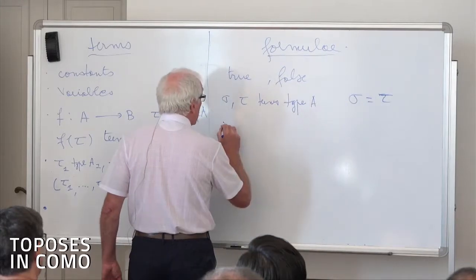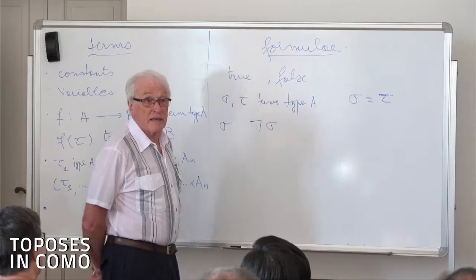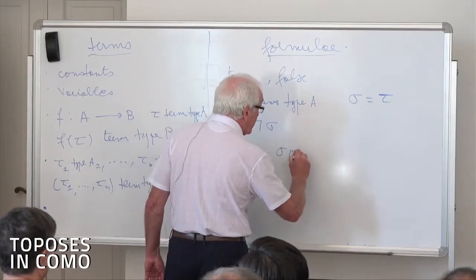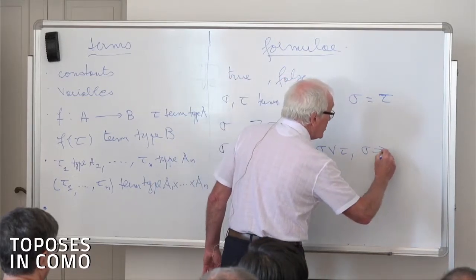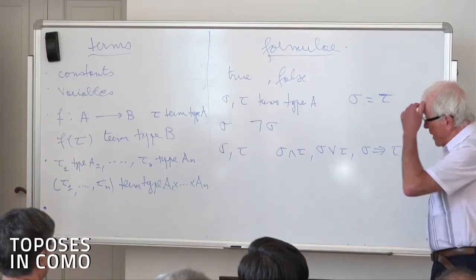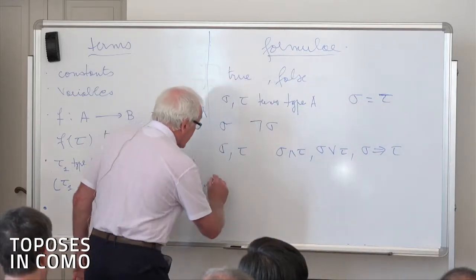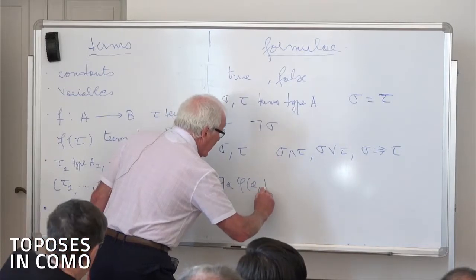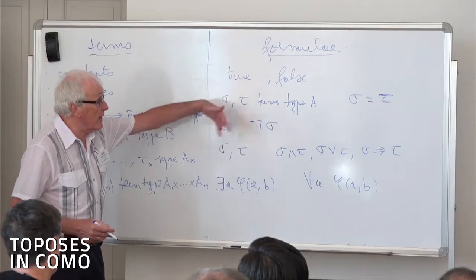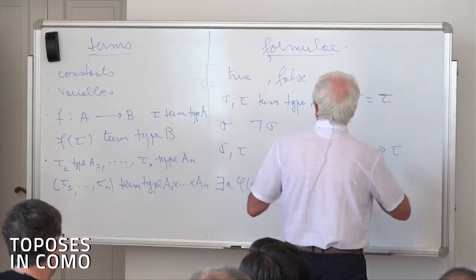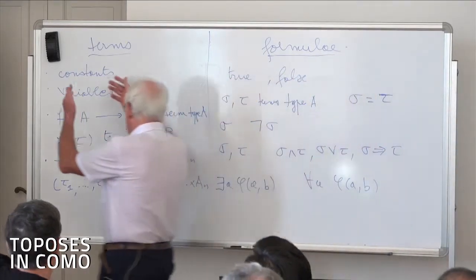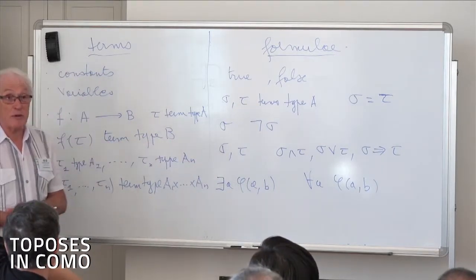If you have a formula sigma, then I decide that not sigma, the negation of sigma, is a formula. If I have formulae sigma and tau, I decide that sigma and tau, sigma or tau, sigma implies tau, all those things are formulae. Just formal writings. And in the same way, I shall decide that things like there exists A such that phi of A, B is a formula, or for every A, phi of A, B is a formula, that those things are formulae. Again, if you have an anterior formula, in this formula you have possibly some variables, because you see in the construction you are using terms, and in the terms you can possibly have used constants and variables. So you can do this kind of thing.